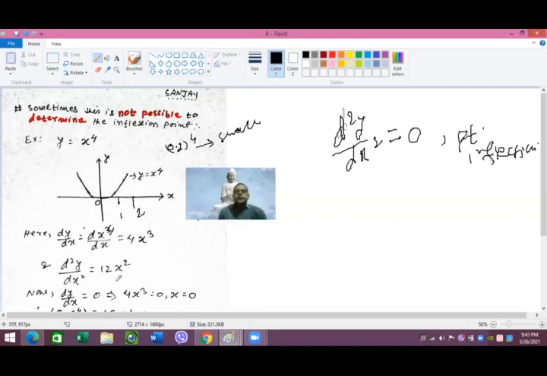So in this case, we are concerned with finding the point of inflection if it exists. The first order derivative is like this, and the second order derivative is found by taking the derivative again. So 4 threes are 12 x squared.